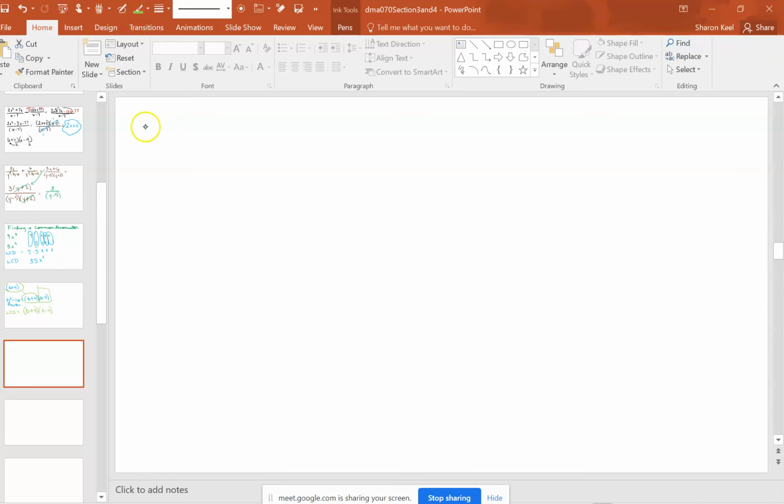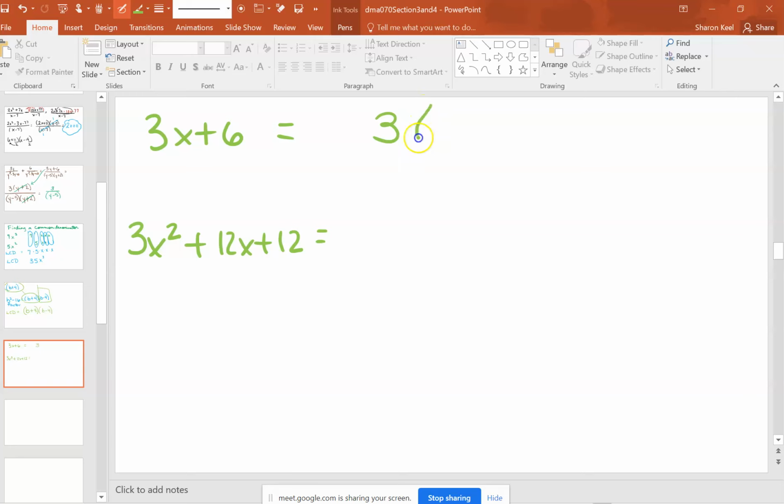Okay. For the next one, we have 3x plus 6, and we have 3x squared plus 12x plus 12. So both of these need to be factored. For this first one, I can factor out a 3, and then I'm left with x plus 2. Now this one, it's in the right order, and before I start doing 3 times 12, all of them have a common factor of 3. When I factor out the common factor of 3, I'm left with x squared plus 4x plus 4.